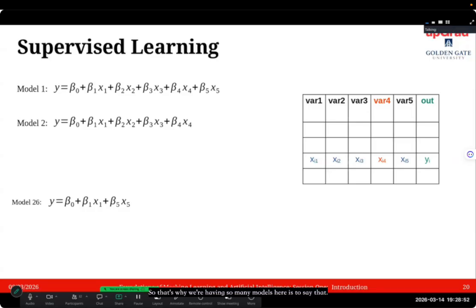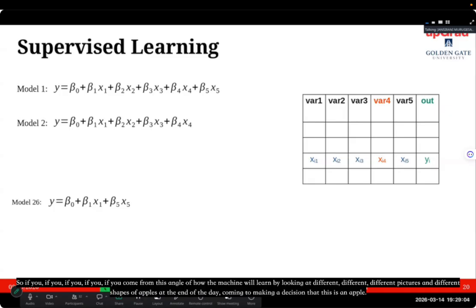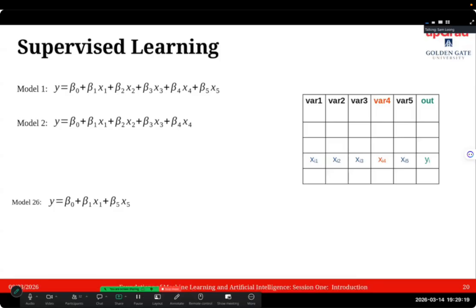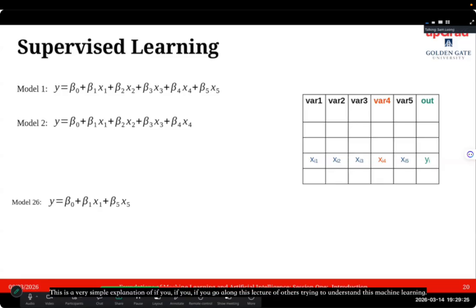You get me? That's why we're having so many models here, to say: can model number 1, after 1,000 training examples, showing 1,000 apples, identify that this is an apple? So if you come from this angle of how the machine will learn by looking at different pictures and different shapes of apples, at the end of the day it comes to making a decision that this is an apple. That's why they're quite predictive. I can predict, looking at this image, that this is an apple. This is a very simple explanation. If you go along this lecture to understand machine learning, you'll come to understand all these are mathematical.